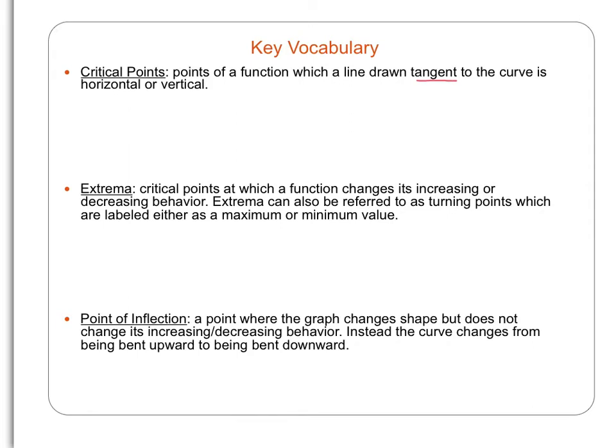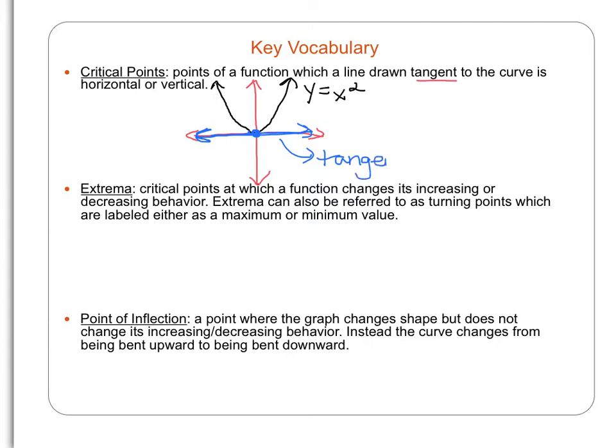So to give you some examples of this, if I sketched a parabola, so the function y equals x squared, it looks something like this. This function, y equals x squared, has a critical point at x equals 0. At x equals 0, I can draw a line that is horizontal through that point. This blue line is called the tangent line. The word tangent means to touch. And the tangent line is horizontal.